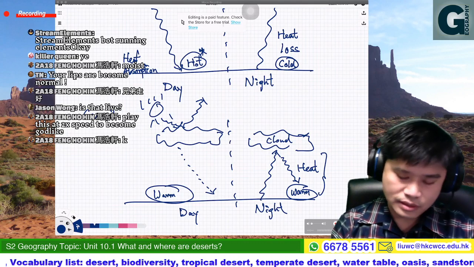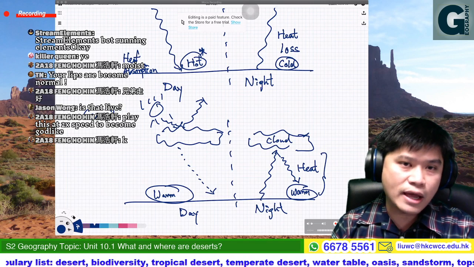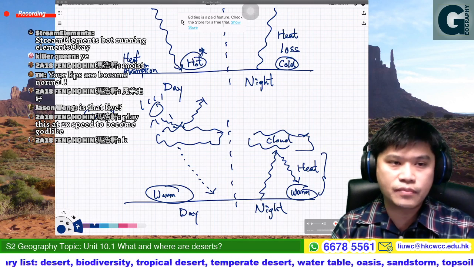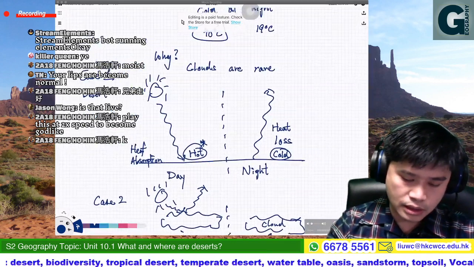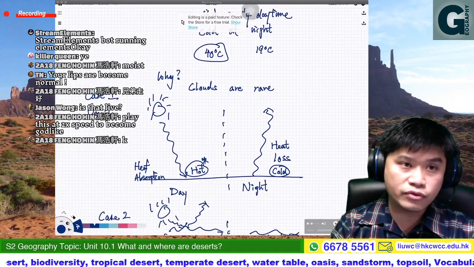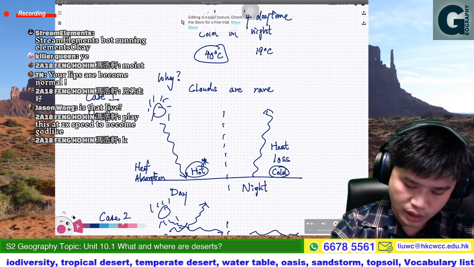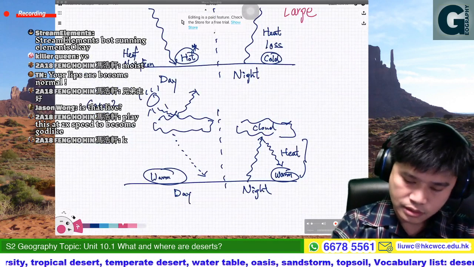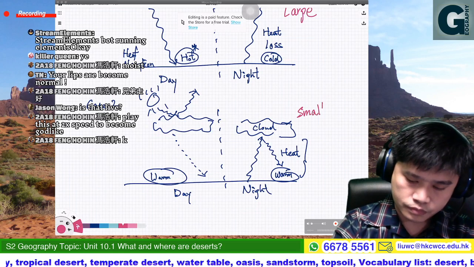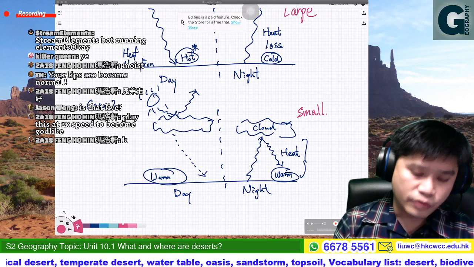So therefore, if there's cloud cover, the daily range of temperature would be relatively small. But in the desert area, with no cloud cover, the daily range of temperature would be large. So that would be the major explanation for the cloud cover.